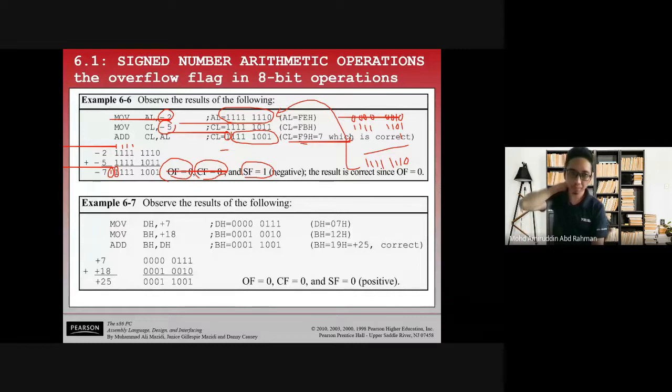All right. So of course, this is 7. If you invert that, from here it is 7 because it is 0, 1, 1, 1, and 1, 0, 0, 1.